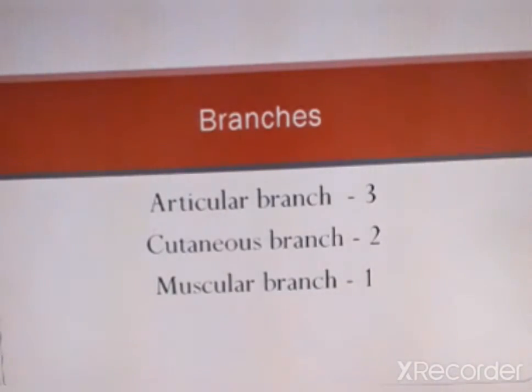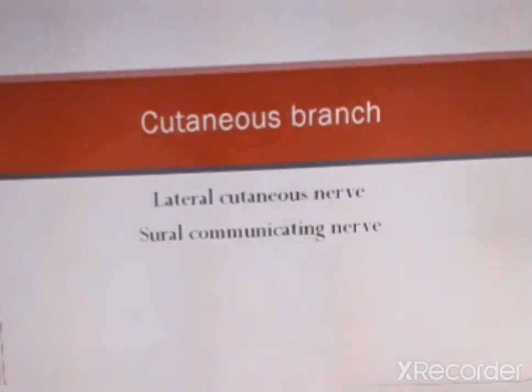Branches of common peroneal nerve. Common peroneal nerve has 3 articular branches, 2 cutaneous branches and 1 muscular branch. The 2 cutaneous branches are lateral cutaneous nerve and sural communicating nerve.